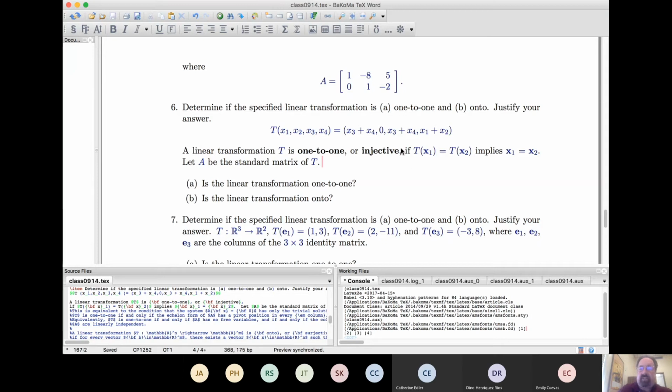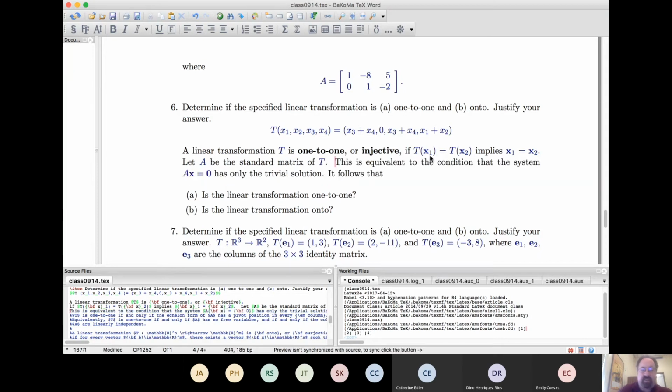Now, in the case of a linear transformation, because T is a linear transformation, this is the same as A times x1. This is A times x2, where A is the standard matrix. So this would mean that if these are equal, then A times x1 minus x2 is equal to the 0 vector. So the transformation is one-to-one if and only if this system, Ax equals 0, has only the trivial solution.